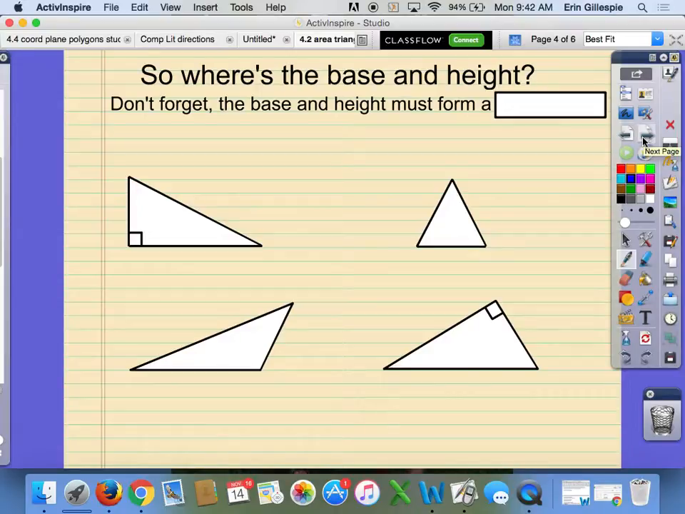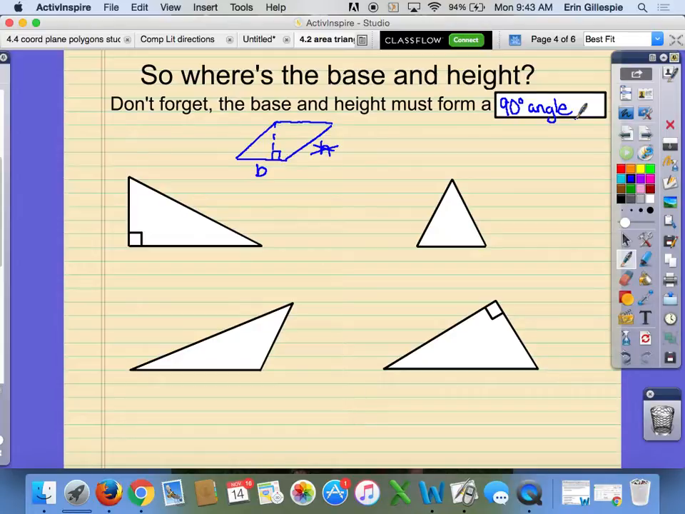So, now it says, where's the base and the height? Don't forget, the base and the height must form a blank. So think back to yesterday when we did parallelograms. We talked about that the base would be down here, but the height's not here. Height should be a straight line that goes from one base to the other and makes a 90-degree angle with the bases. So that's what it says under here. The base and height must form a 90-degree angle, or right angle, which means the same thing. And that's true for triangles. That's going to be true for really every shape we do in Chapter 4. Your base and your height need to form a 90-degree angle.